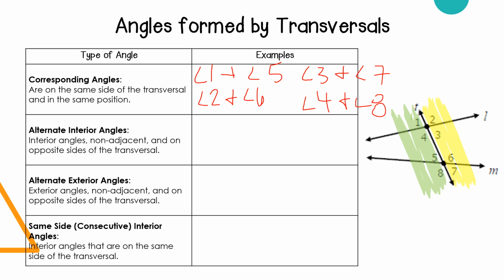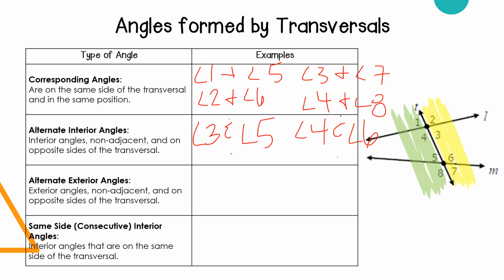Inside means in between the parallel lines. There are going to be two pairs of alternate interior angles, and in this particular picture, that would be angle 3 and angle 5, and angle 4 and angle 6. Different sides of the transversal, but in between the two lines. Alternate exterior are still on different sides of the transversal, but they're outside of the parallel lines.